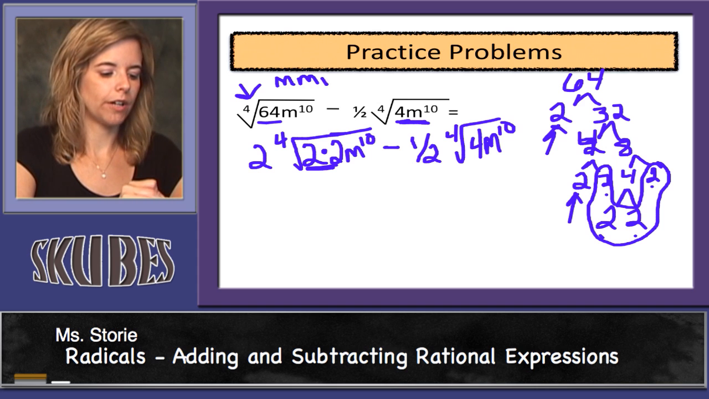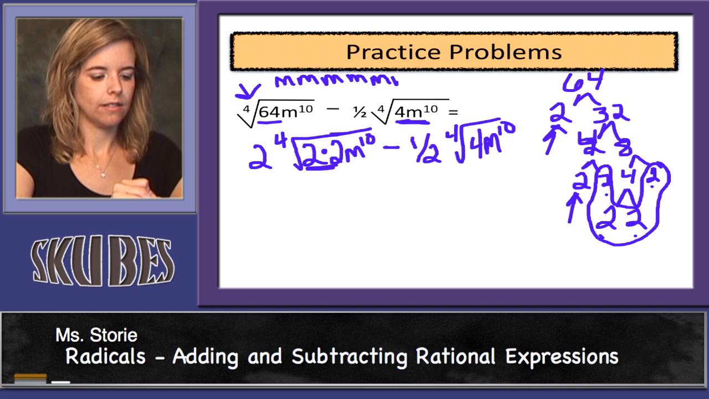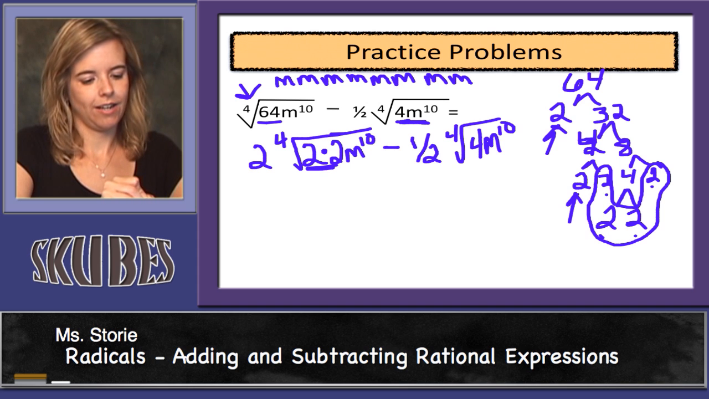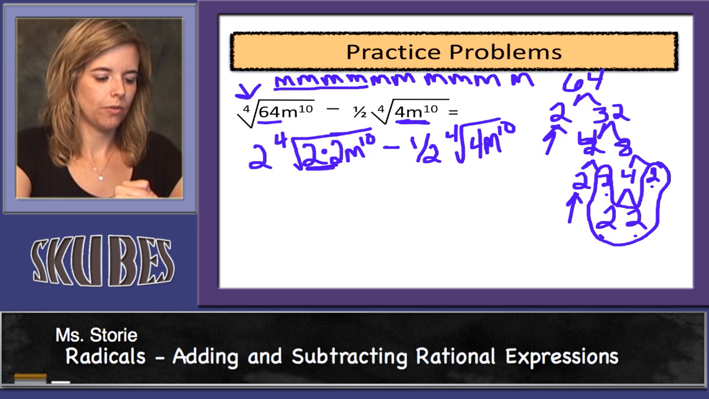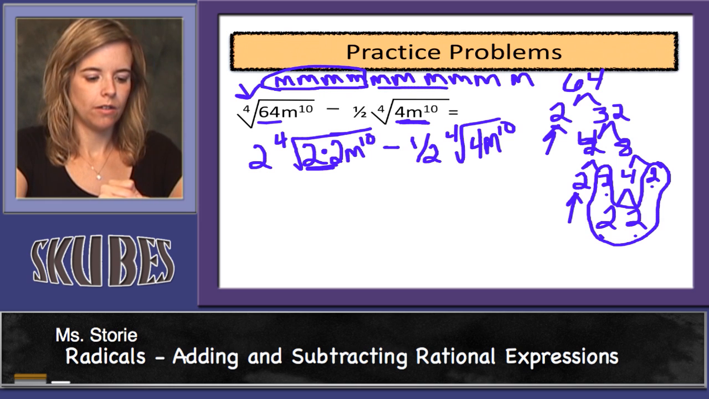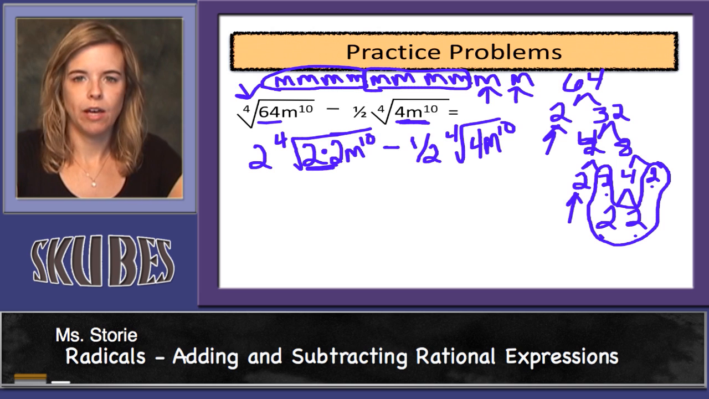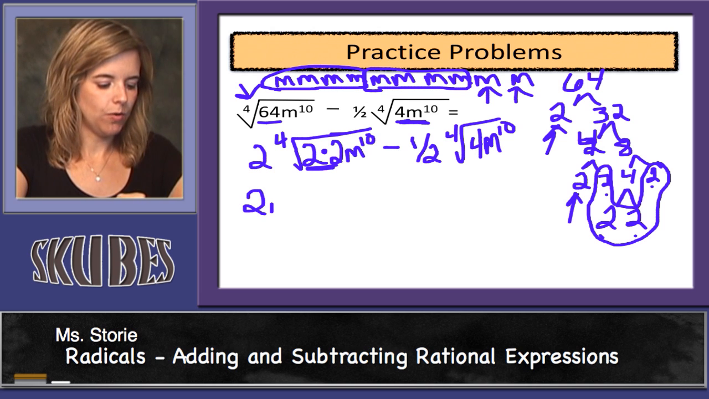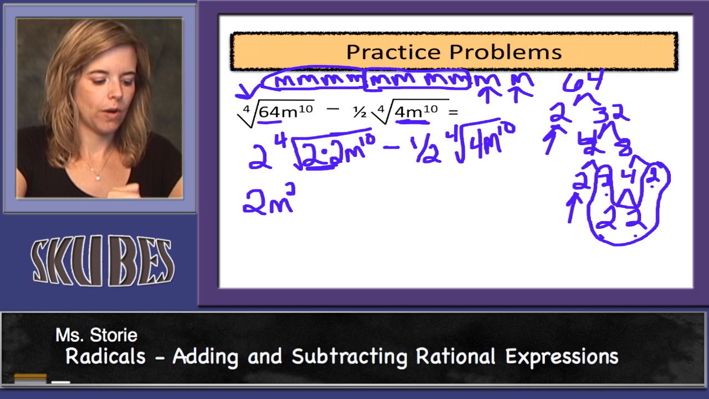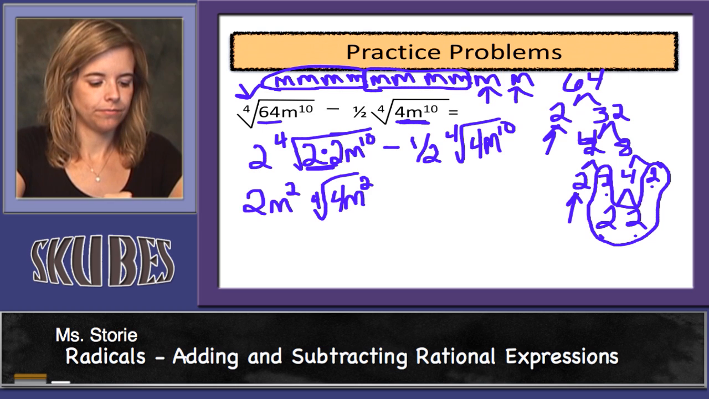So if I have 1, 2, 3, 4, 5, 6, 7, 8, 9, and then 10, and I'm looking for groups of 4. 1, 2, 3, 4. I got one group. 2, 3, 4. I have 2 groups, and 2 guys are left over. So that means 2 groupings of the m's can come out. So you'd have 2m squared, which tells you there were 2 groups of them. 4th index, then you have 4m, 2 left over.